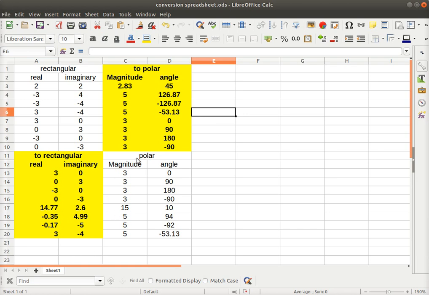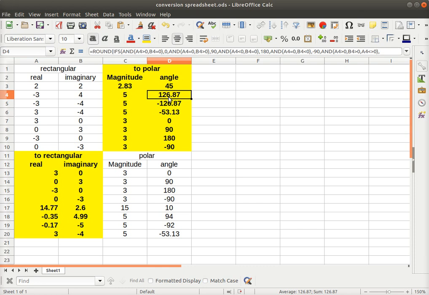So I came down to the bottom here, and I did a polar. So I put in the magnitude. I put in the angle. I'm assuming the angle's in degrees. You could change it and make it radians. Matter of fact, I think what I had to do was put in the conversion.